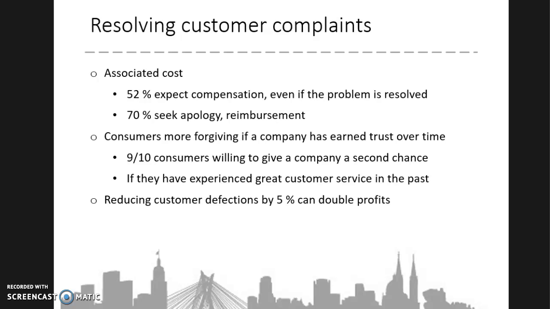Customers are more forgiving if a company has earned trust over time. So if you have a relationship with a company, it's going to be a lot easier to get that client back if they just have a one-off bad experience and they've had other great experiences. So 9 out of 10 consumers are willing to give a company a second chance. That's if they've experienced great customer service in the past.